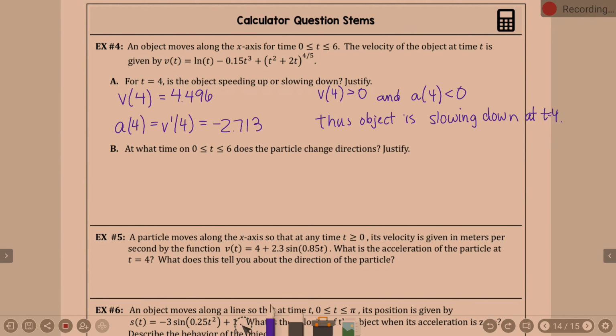Okay, a particle moves. At what time on 0 to 6 does the particle change directions? It's changed directions at the 4, right? Actually, I'm just going to be quiet because I don't think that's right. So when will a particle change directions? General statement, forget this problem: whenever it crosses velocity 0, goes from positive to negative. So we're looking for velocity to equal 0.